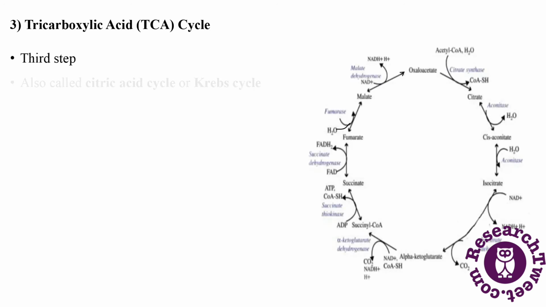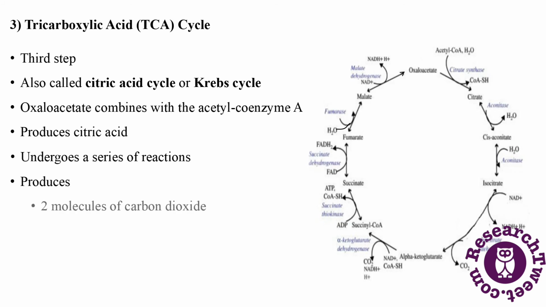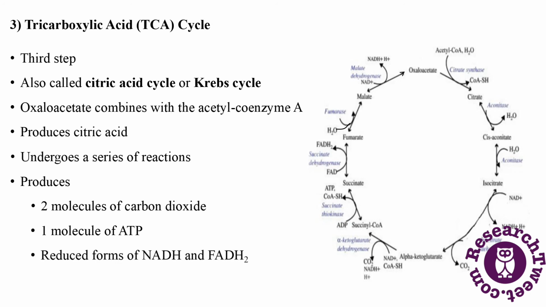Tricarboxylic acid TCA cycle. The third step in aerobic respiration is the tricarboxylic acid cycle, which is also called the citric acid cycle or Krebs cycle. In this stage of aerobic respiration, the oxaloacetate combines with the acetyl coenzyme A and produces citric acid. The citric acid cycle undergoes a series of reactions and produces 2 molecules of carbon dioxide, 1 molecule of ATP, and reduced forms of NADH and FADH2.